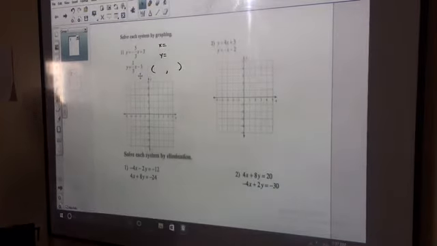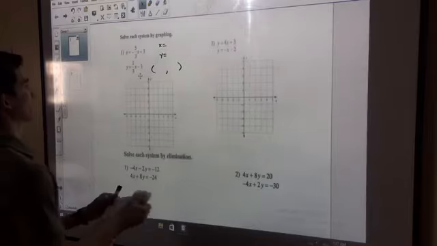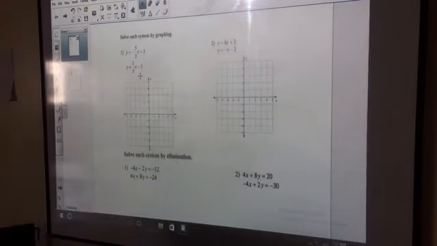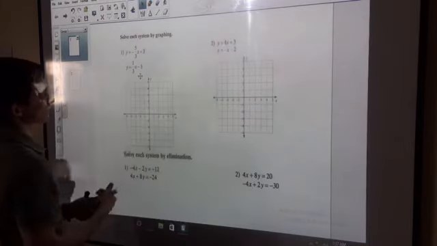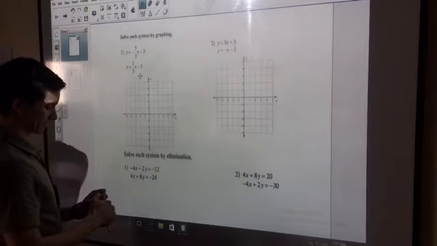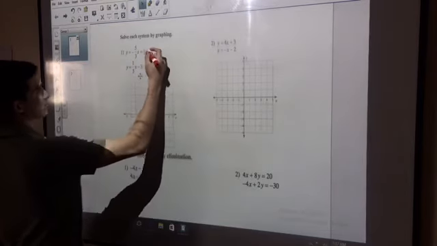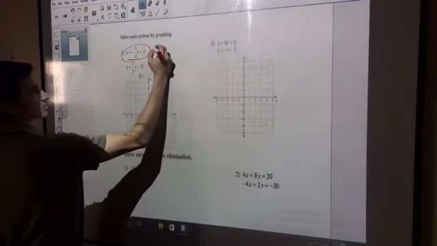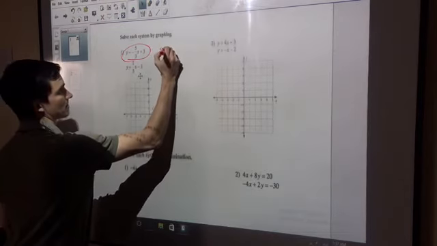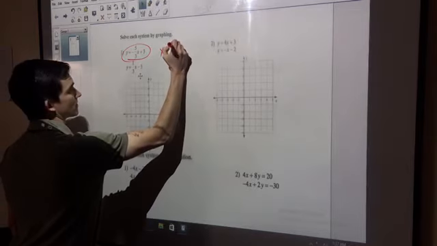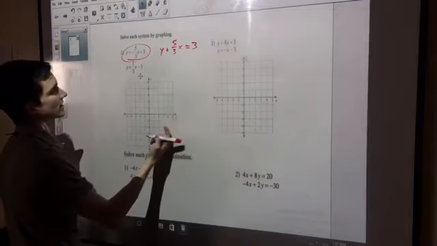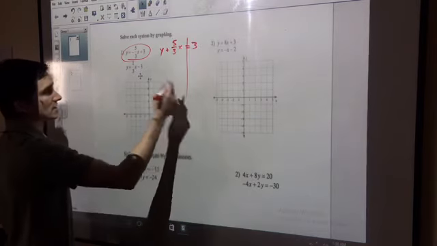Okay. So you need to remember that if you're going to graph something, it needs to be in y equals mx plus b format. So right here, it's already solved for y. It's already in y equals mx plus b format. But an example of this same equation, but not in y equals mx plus b format, would be something like maybe y plus 5/3 x equals 3.